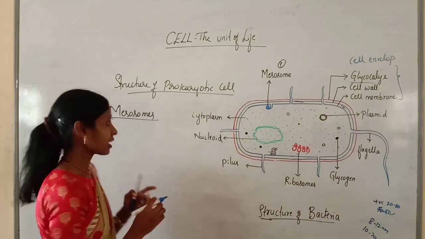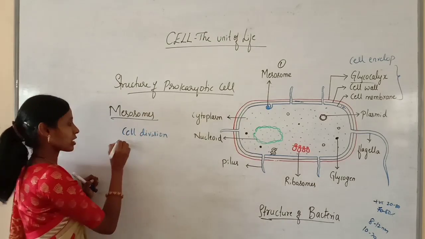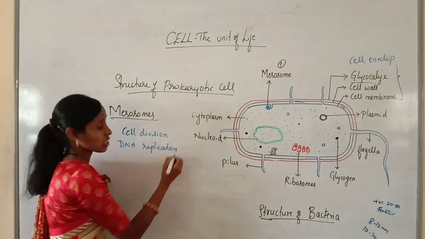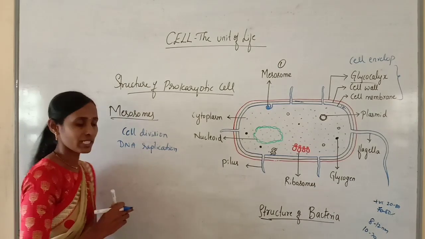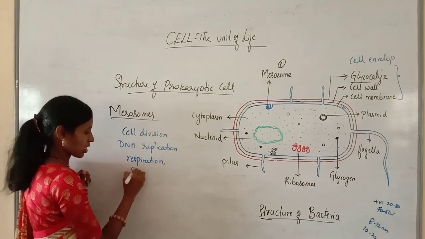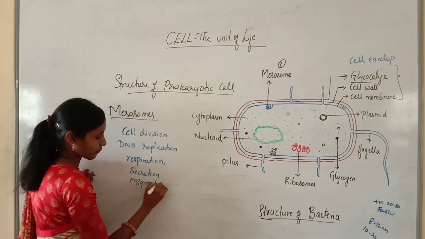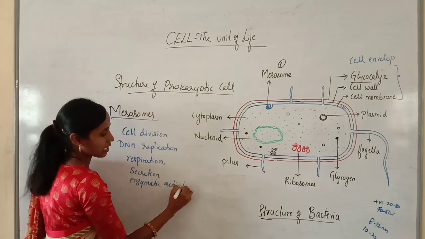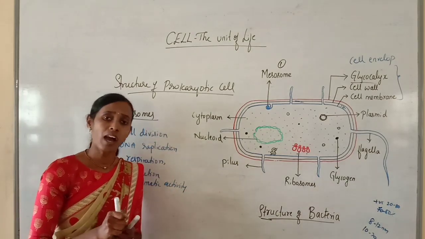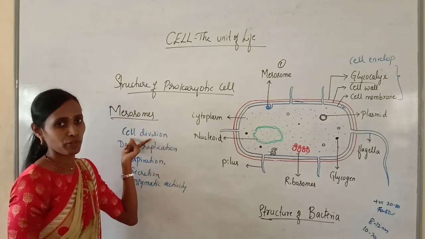They mainly help in cell division, DNA replication, and the distribution of DNA to the daughter cells. They also take part in respiration, secretion, and they also perform enzymatic activity. Due to all these functions, mesosomes are very, very important for the bacterial cell or the prokaryotic cell, because the mesosomes help in cell division.